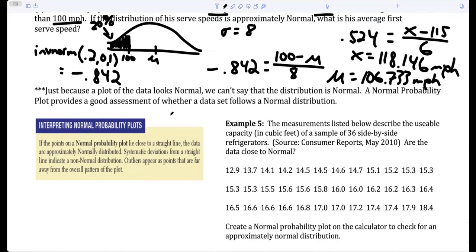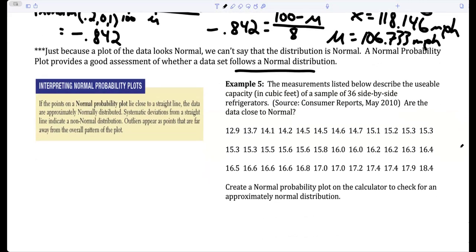Just because a plot of the data looks normal, we can't say that the distribution is normal. And so there's a normal probability plot to check for normality. A normal probability plot provides a good assessment of whether a data set follows a normal distribution. Okay, and so we are going to look at this, but first, I want to go ahead and write this down. How do we check for normality?